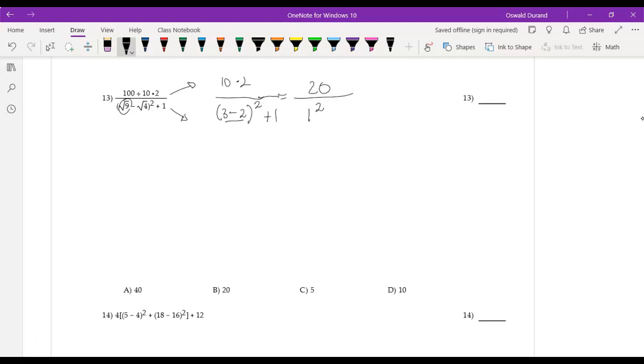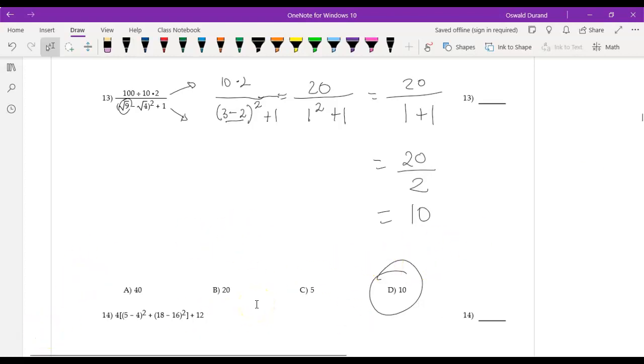So 1 squared, or 1 to the power of 2, plus 1. And then 1 squared is 1 times 1. So which means that we have 1 times 1, which is 1, plus 1. And we evaluate 1 plus 1, which is 2. So it's 20 divided by 2. And at the end, we get 10. Okay? So this is the approach that you should have for this problem.